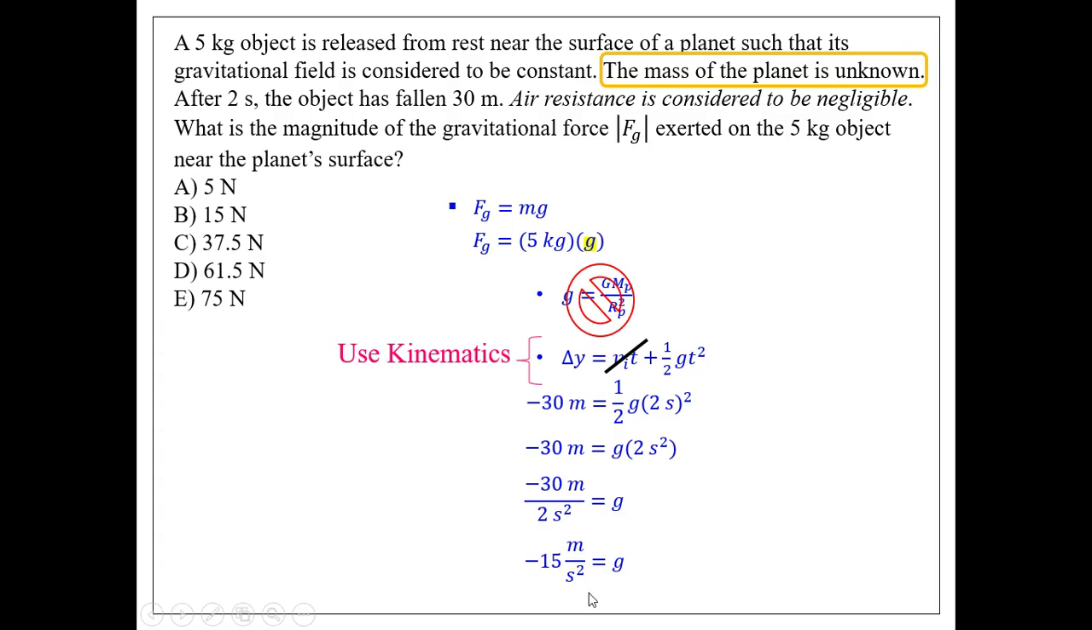Well, once you find g, really, you're done. Because to find the magnitude of the force of attraction, you needed 2 quantities, the mass and acceleration due to gravity. Using kinematics, you just found g, so I'm just going to go ahead and plug it in. So 5 gets carried over, and instead of g, I'm going to plug in negative 15 meters per second squared. If you do that correctly, you'll get negative 75 newtons. But the question asks for magnitude, so the only answer that matches is 75. Magnitude suggests that you just ignore the sign or the direction. Okay, so that's that for that one.